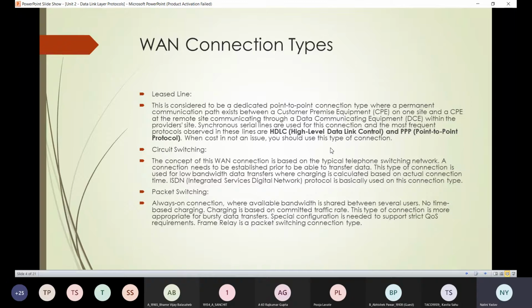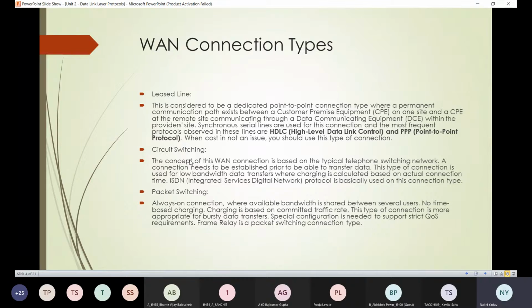Correct. Now in this WAN connectivity, we have three types of connections. The first type of connection is leased lines. Then we have circuit switching, and then we have packet switching. I hope you are able to see this on the screen: leased line, circuit switching, and packet switching. Good. Now these leased lines are dedicated point-to-point connections, where a permanent communication path exists between a customer premise equipment on one side and a CPE at a remote side, communicating through a data communication equipment. So these are a few terminologies in this area.